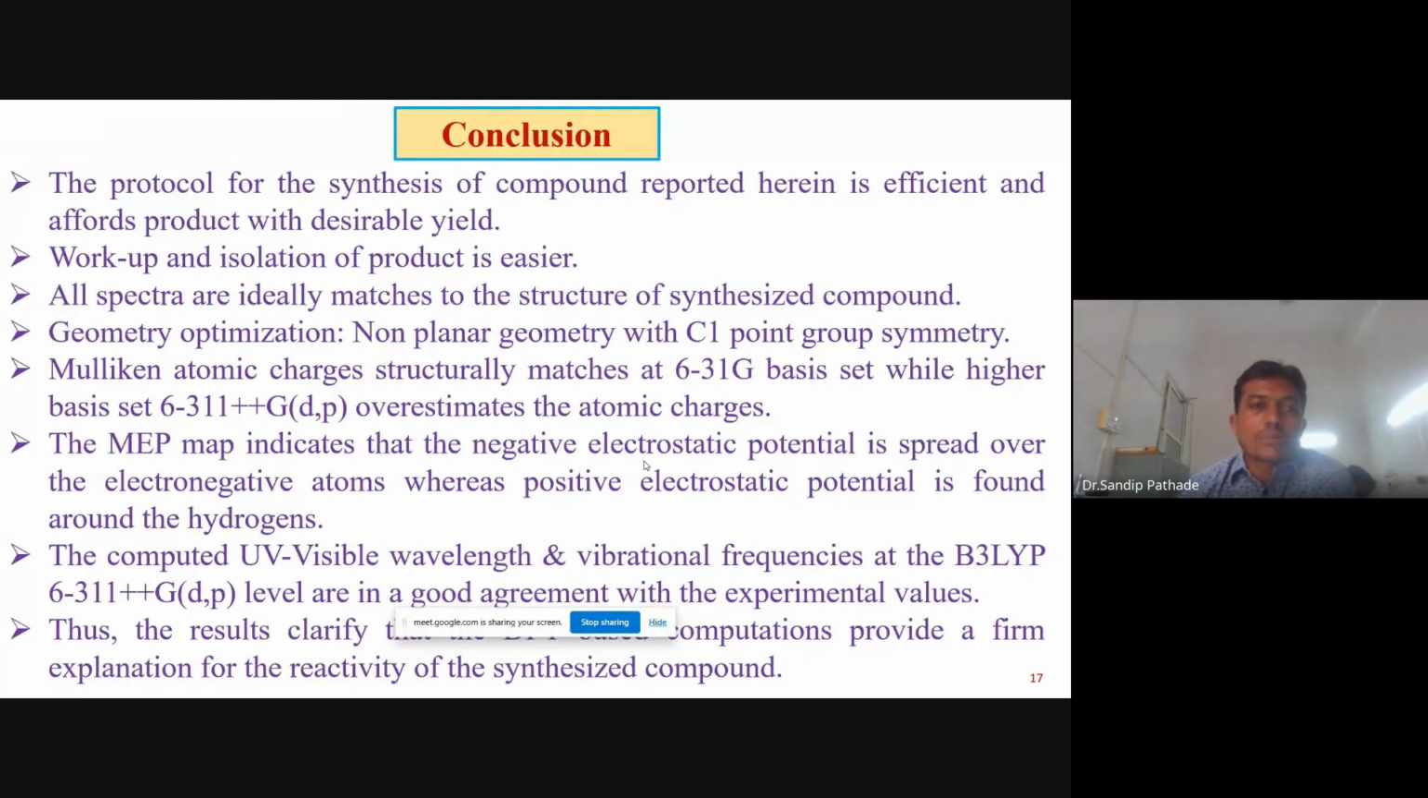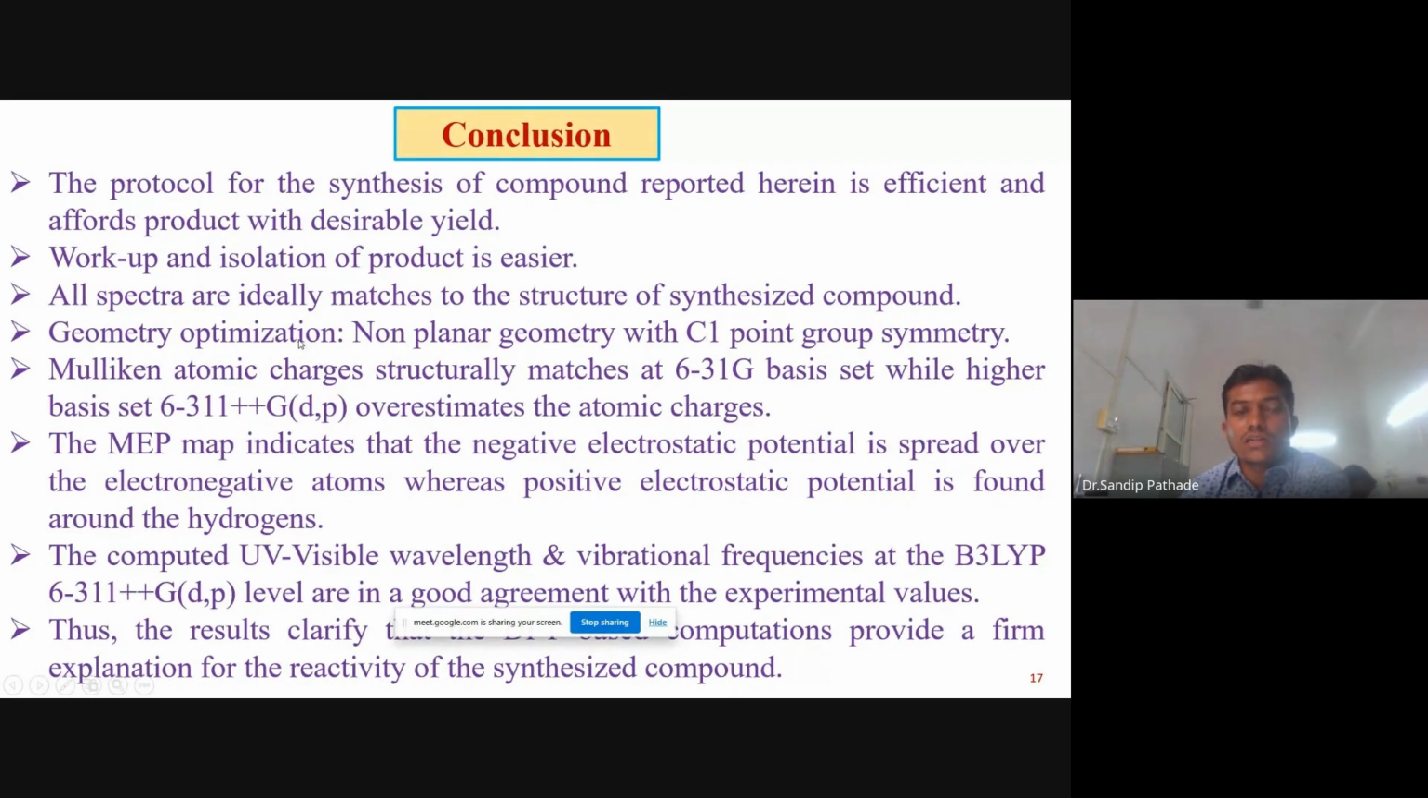Conclusion. The protocol for the synthesis of the pyrazoline derivatives reported here is efficient and affords the product with desirable yields. Also, the workup method for the isolation of the product is very easy, and only the recrystallization method is required for the purification. There is no need for column purification for the synthesized molecule. Then all spectra ideally match the structure of the synthesized compound.